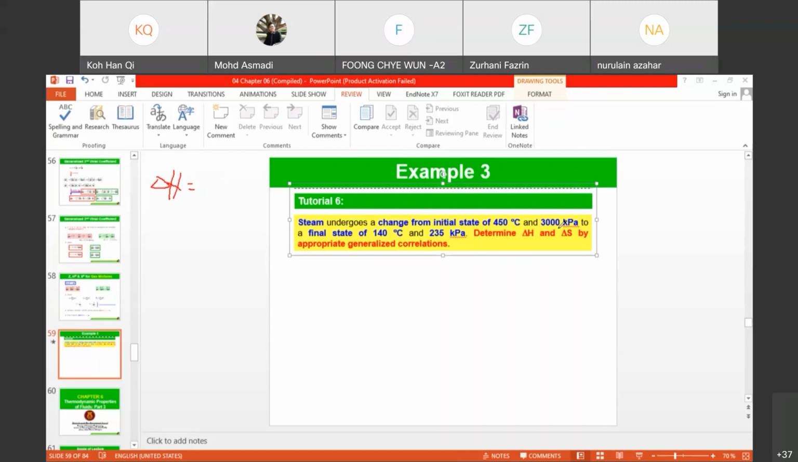So if you do the hypothetical path, it is going to be delta H ig plus delta H R. So how do we determine delta H ig and H R over RTC?